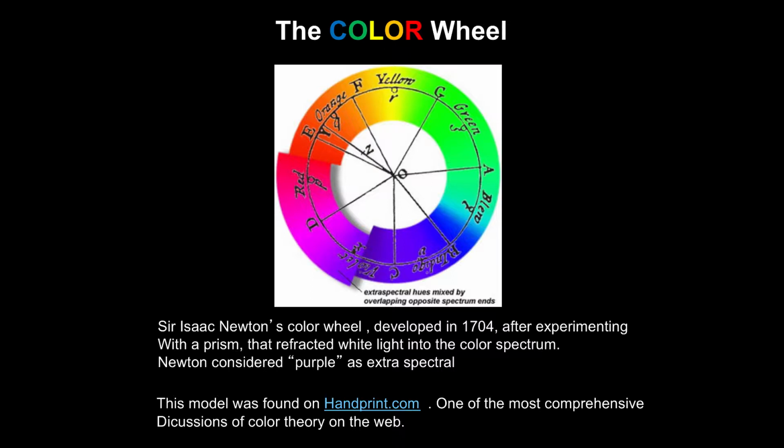So the color wheel was first developed by Sir Isaac Newton in 1704 after his famous experiment where he took a prism into a darkened room and was able to refract the visible electromagnetic spectrum from the sunlight into the room, and he created this refraction. And then what he did is begin to identify it and create the first color wheel.